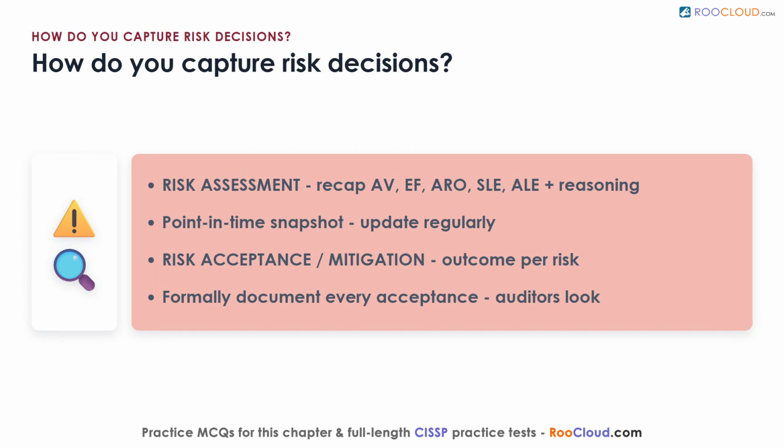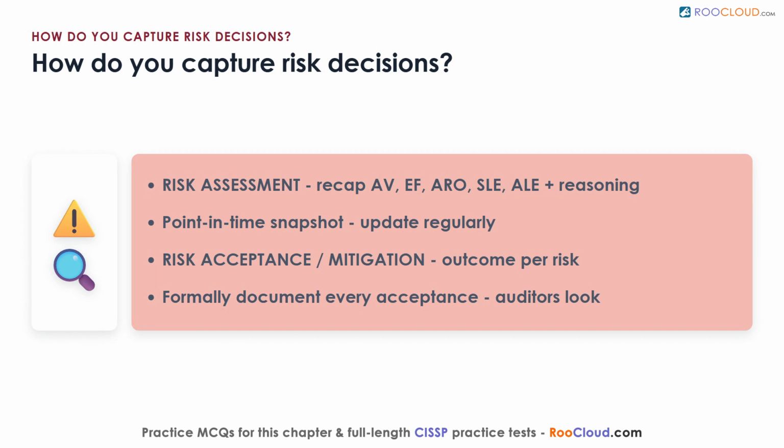The risk acceptance and mitigation section then records the outcome for each risk. For accepted risks, it explains why they're acceptable and what future events might reopen the decision. For unacceptable risks, it details the provisions put in place to reduce them.